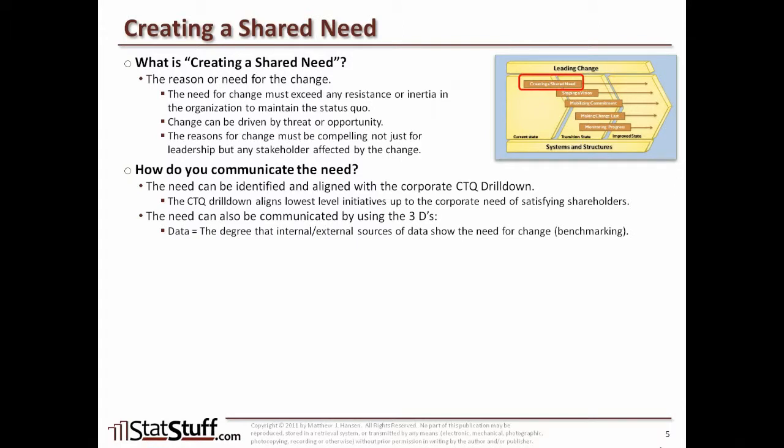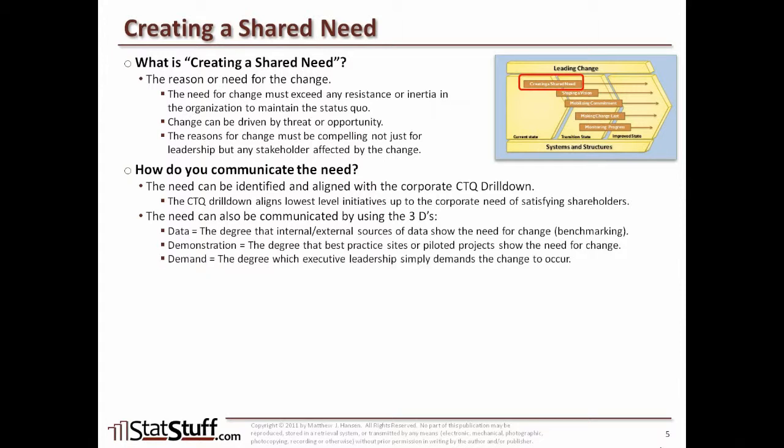First of all, there's data. That is the degree that internal or external sources of data show that there is a need for a change, such as with benchmarking. Also, demonstration, the degree that best practice sites or piloted projects show that there is a need for this kind of change. Or the 3rd D would be demand. That is the degree to which executive leadership is going to just simply demand that we make this change happen. Now, depending on the degree of change that you're trying to implement, that third one, demand, should be used as a last resort, because you could have some resistance from potential stakeholders.